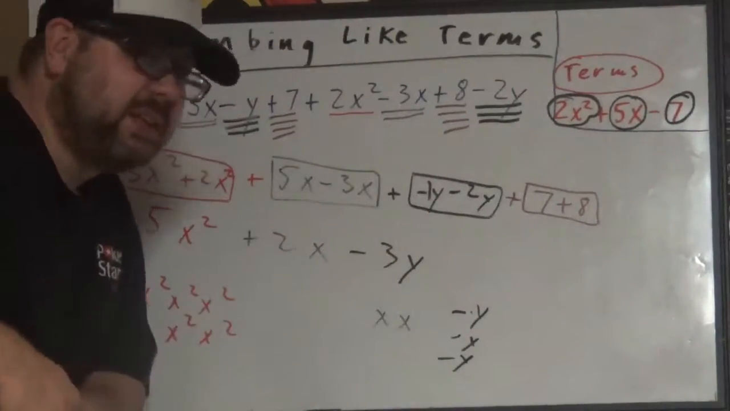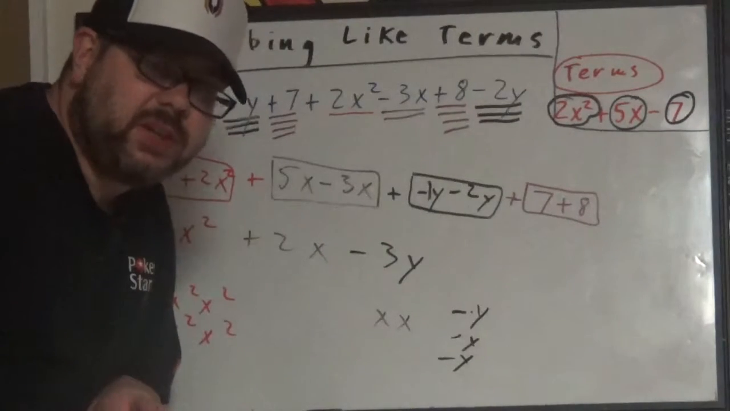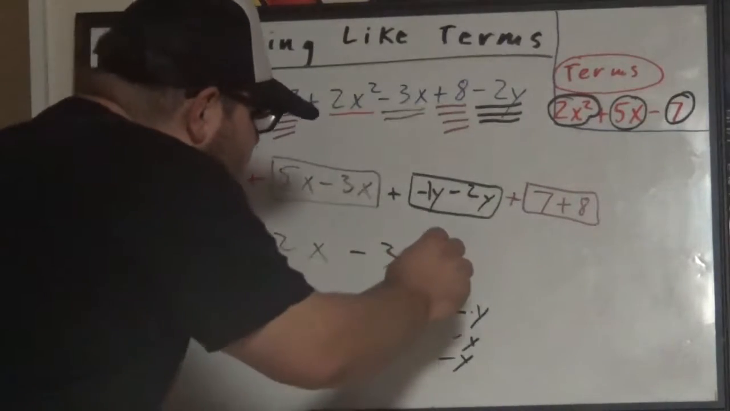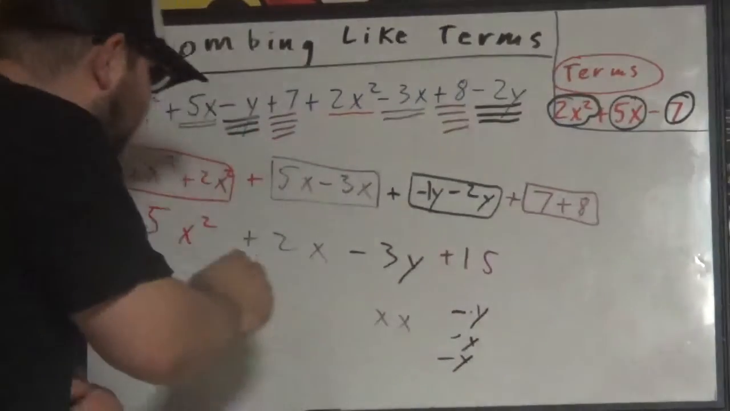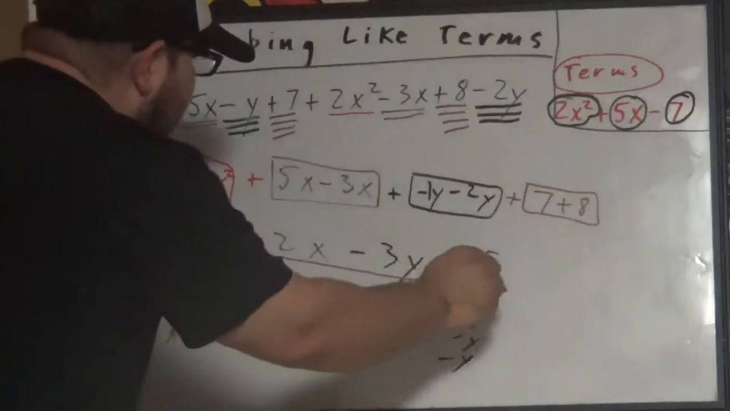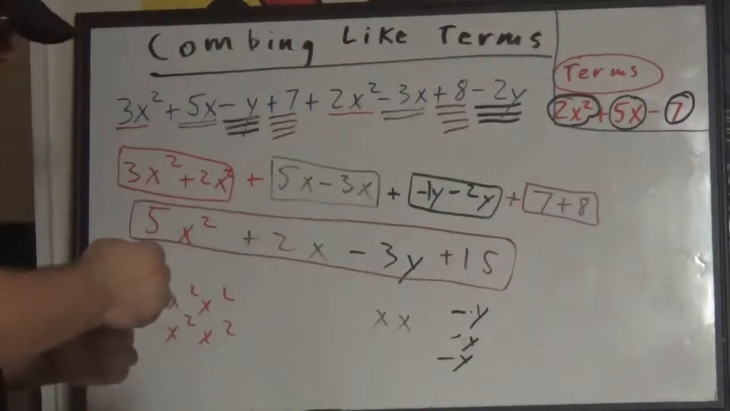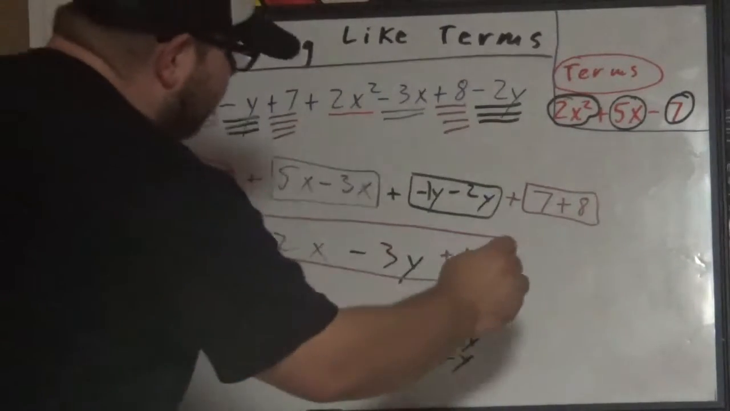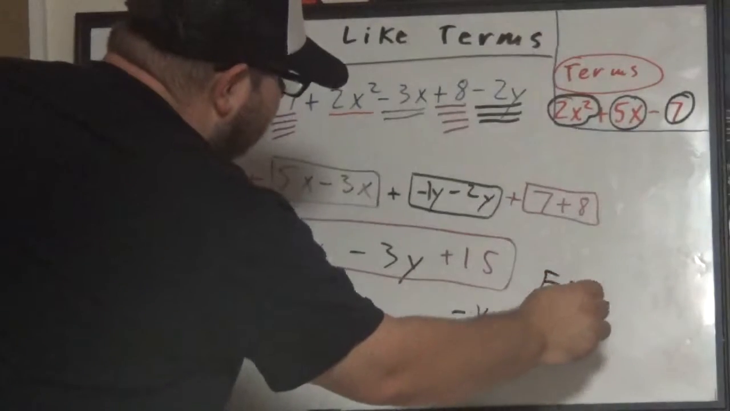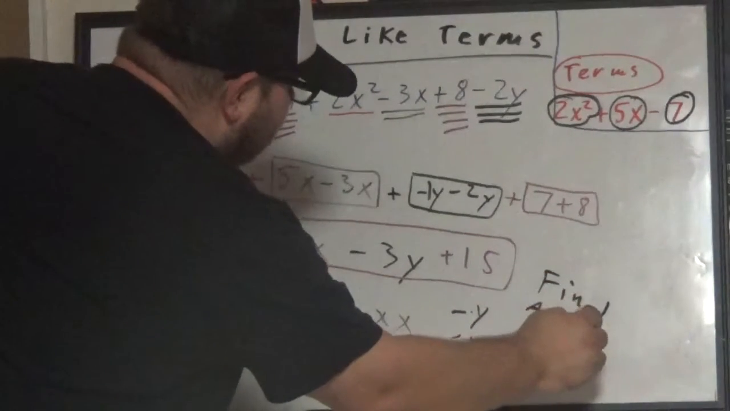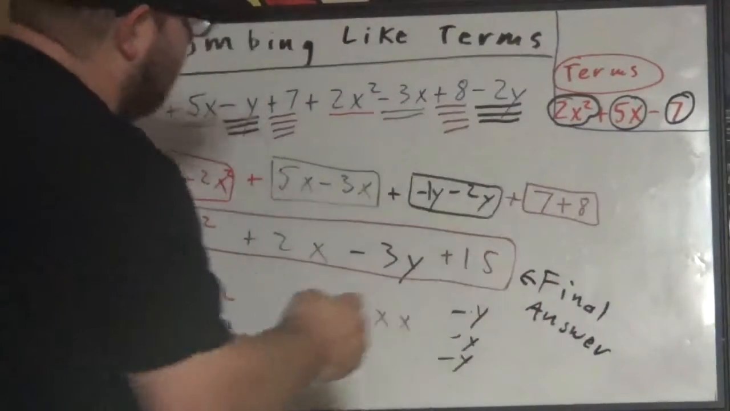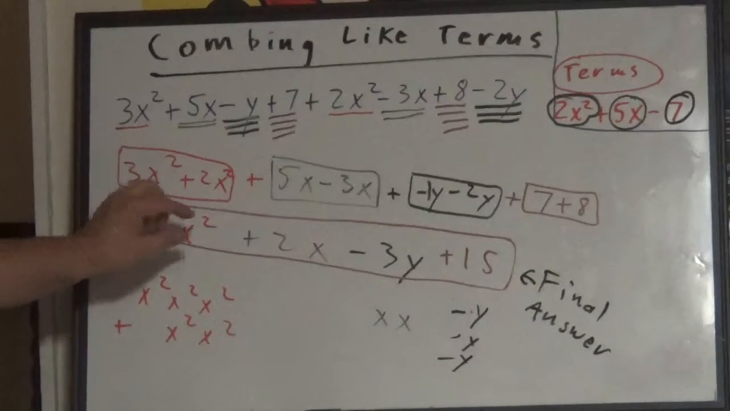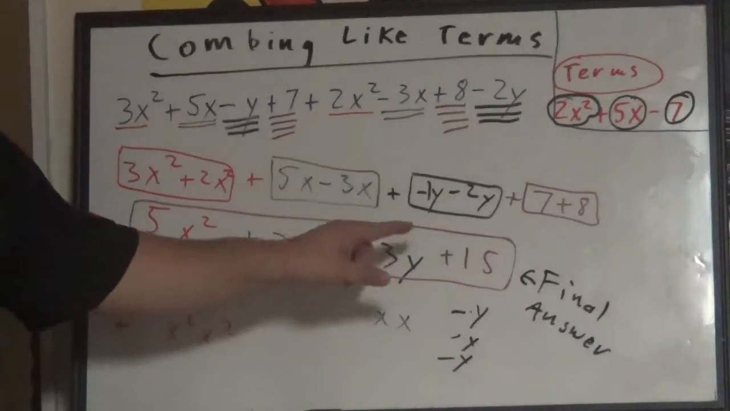Finally, we have 7 plus 8. Well, 7 plus 8 is 15. That one should be simple because it's a regular number. It's 2 regular numbers, 2 constants. So, this is the final answer. This whole thing I boxed in is the final answer. 5x squared plus 2x minus 3y plus 15.